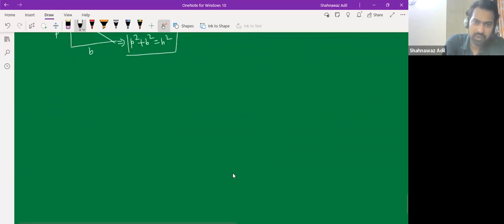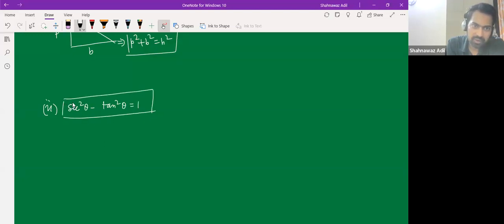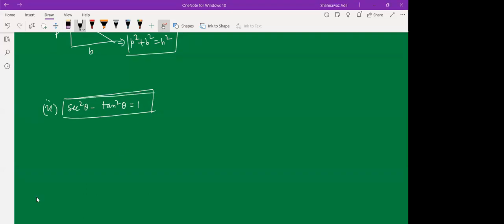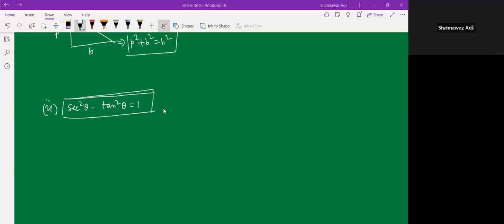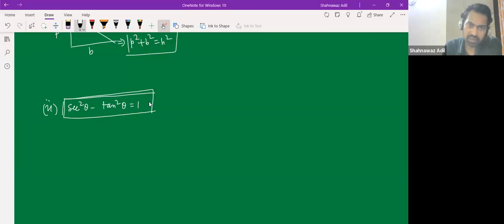Okay, now the second identity is it relates sec theta and tan theta. So sec square theta minus tan square theta equals 1. One moment, right? Okay, so this one is the second identity, right?